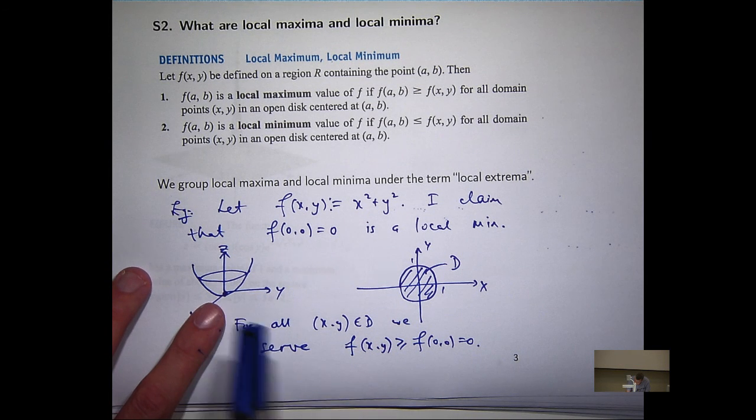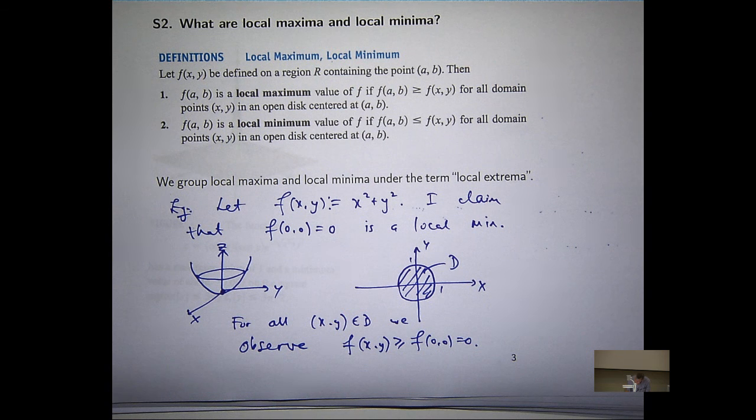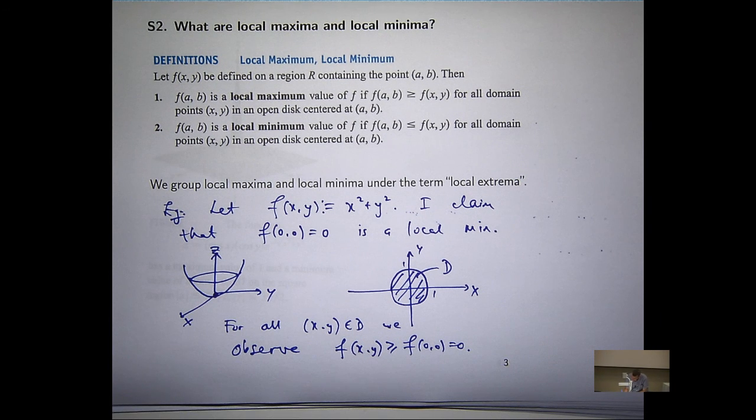Now, this is also, I guess technically speaking, it's not only a local minimum at 0, 0, it's also what we call a global minimum, because for all x and y, not just in this disk, but everywhere, the function is always greater than or equal to 0. So this is also what we call a global minimum.